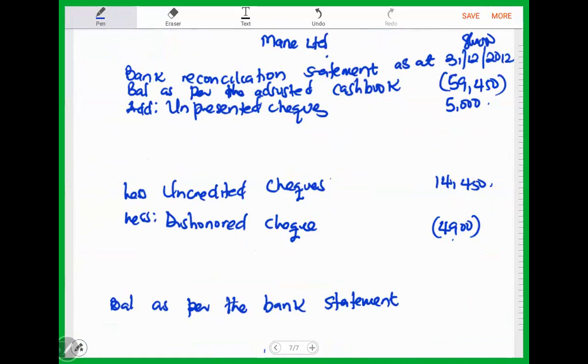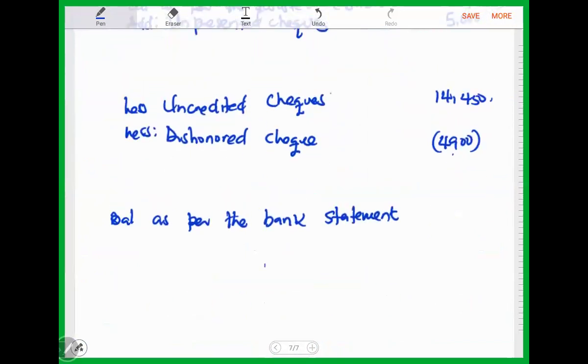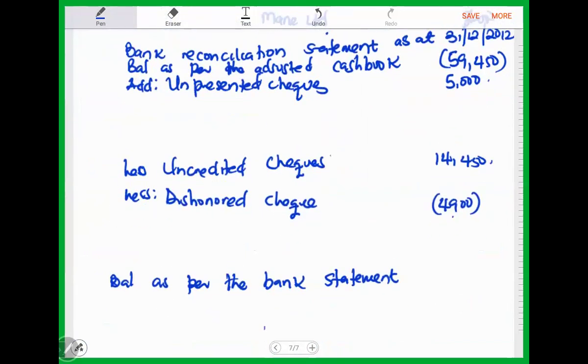So we shall have to go ahead and adjust it for these transactions. We adjust it for those unpresented; we said we add them. Uncredited, we said we less them. Less uncredited, this is in brackets. Less this dishonored check, and then we shall be in position to get the balance as per the adjusted bank statement.